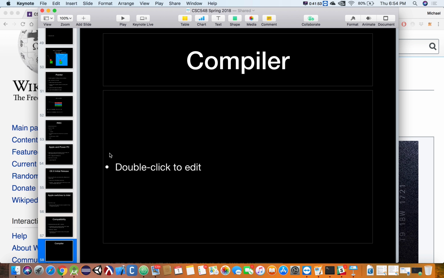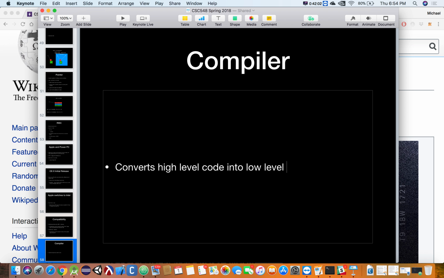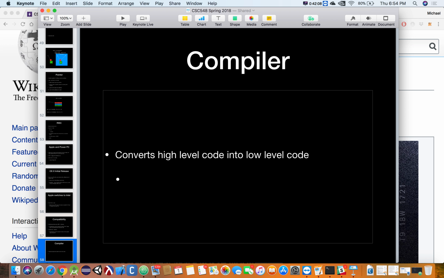So we think about a compiler. At the high level, this guy converts high-level code into low-level code. Now, if we break that down, what is it actually doing? This is taking our code that's written in C or C++ or Java, that kind of stuff, a high-level program, and turning it into assembly code for a particular architecture.